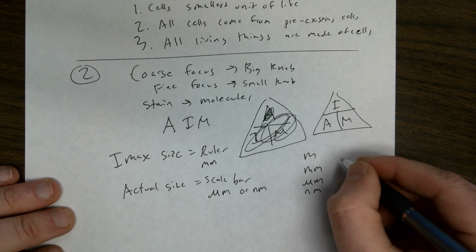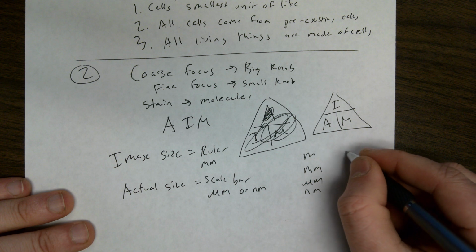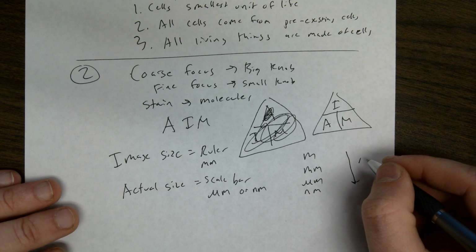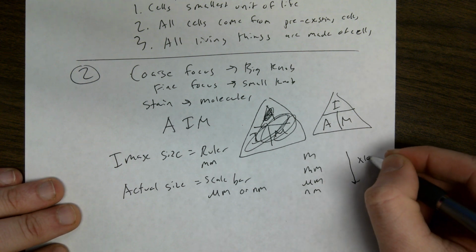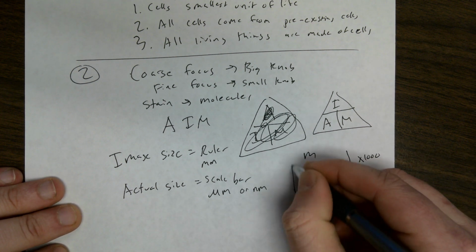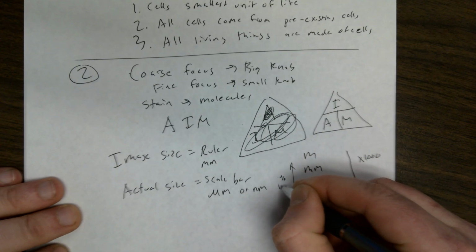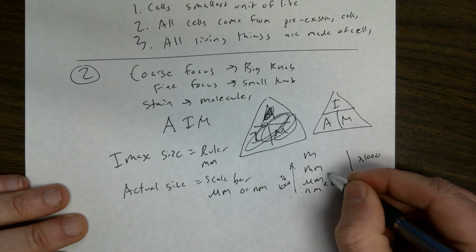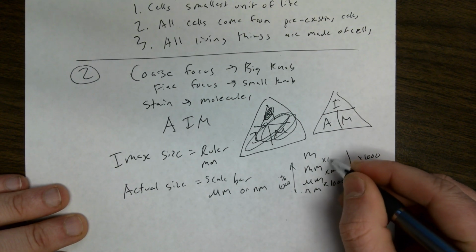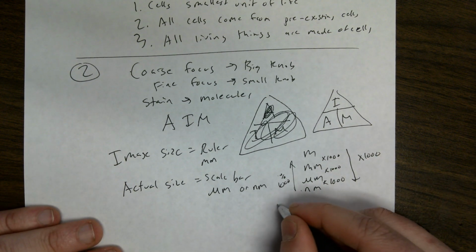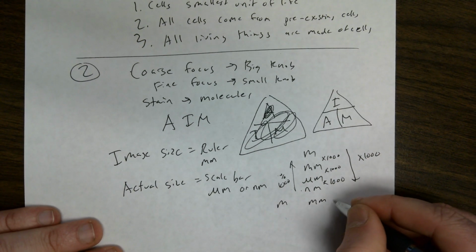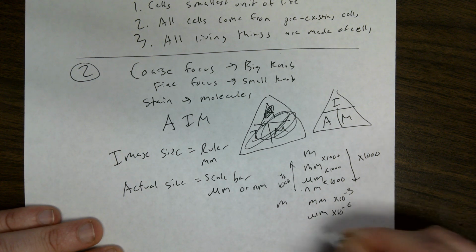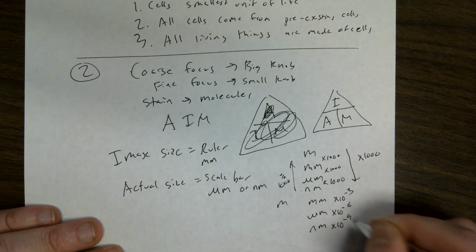Going in this direction, you would divide by 1,000, and if you had meters and wanted to go this way, you would multiply by 1,000. Between this level is times 1,000, between this level is times 1,000, and between this level is times 1,000. The reason why is because of what these things mean. Millimeters means times 10 to the negative third, micrometers means times 10 to the negative sixth, and nanometers means times 10 to the negative ninth meters.